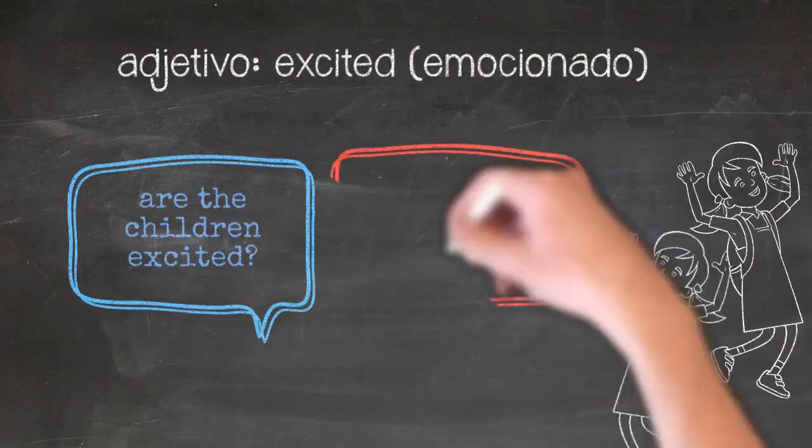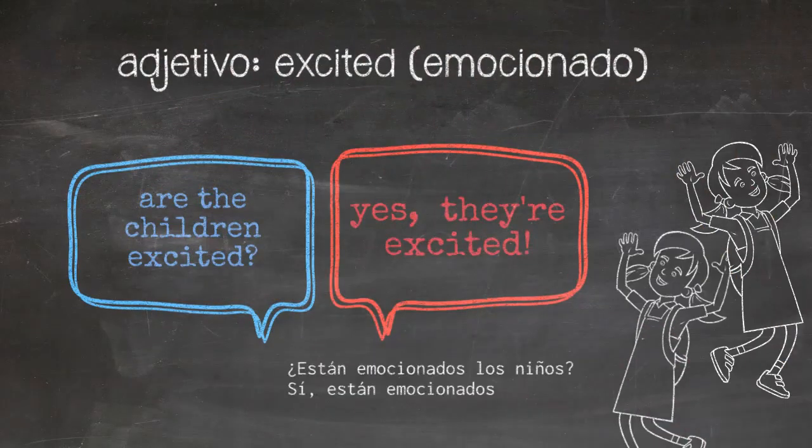Usamos to be con excited o emocionado. Are the children excited? Yes, they are excited. Acortamos de are a there.